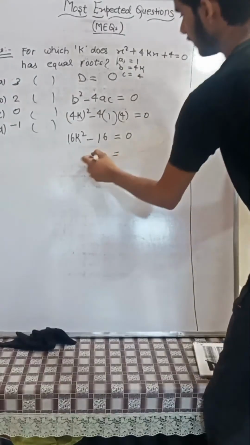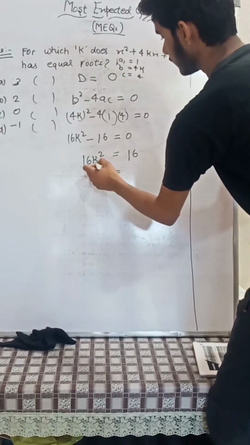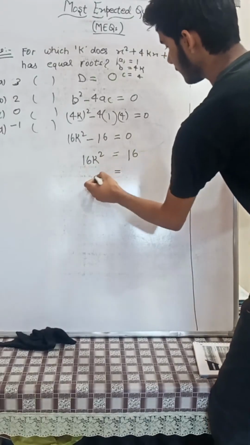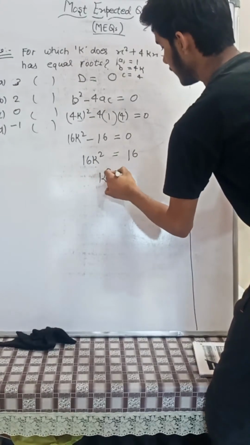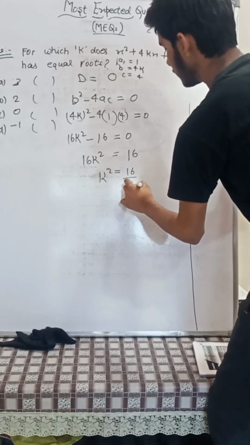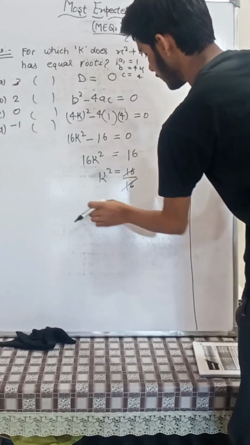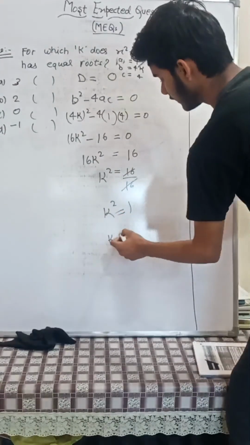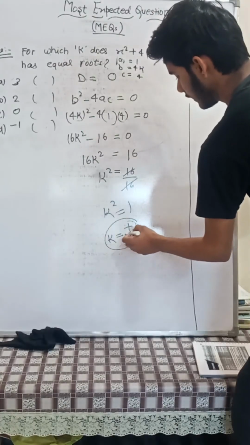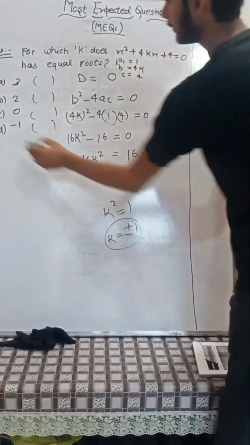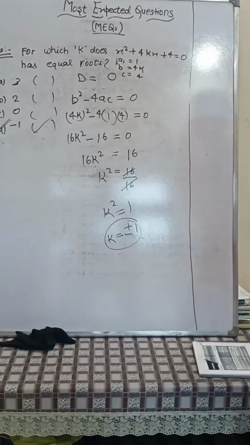16 shifted here, 16k square equals 16, k square equals 16 upon 16. k square equals 1, that is k equals plus minus 1. Here the option with plus minus 1 is the right answer. B is the right answer.